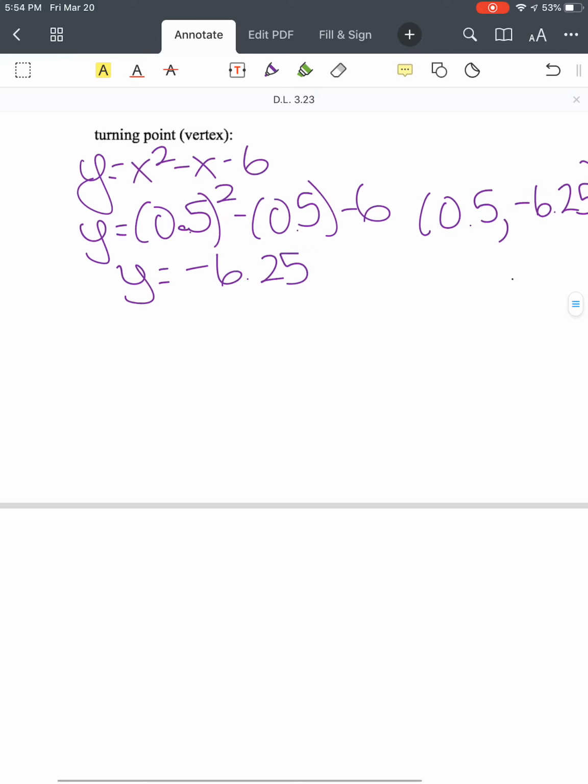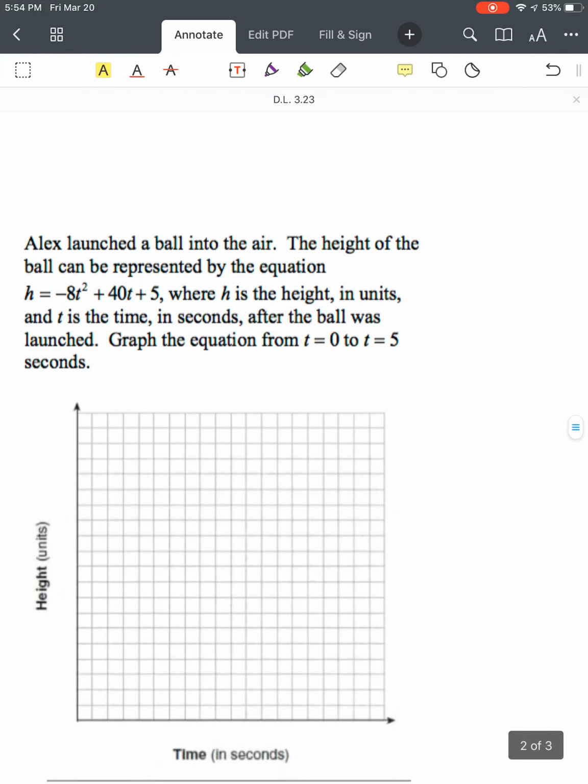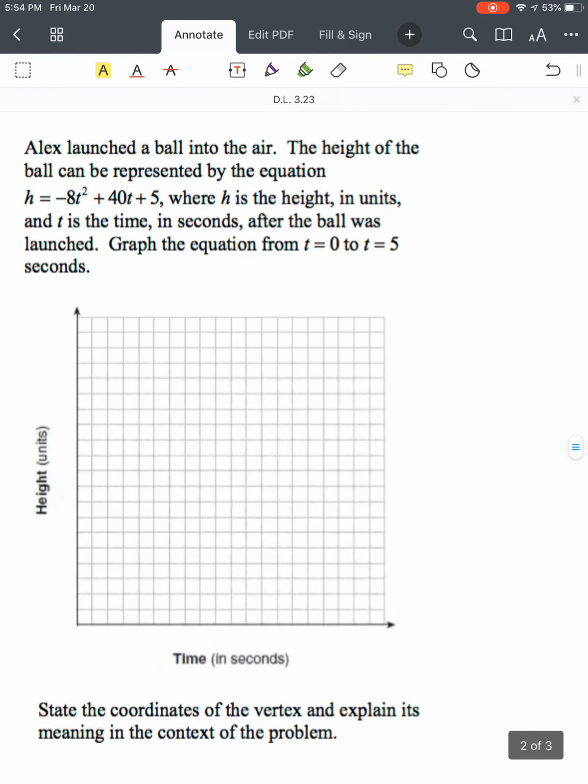Okay, so now let's go to the next question. This is a regions question. It's a word problem, so let's read it through and we'll do it together. So it says, Alex launched a ball into the air. The height of the ball can be represented by the equation h equals negative 8t squared plus 40t plus 5.